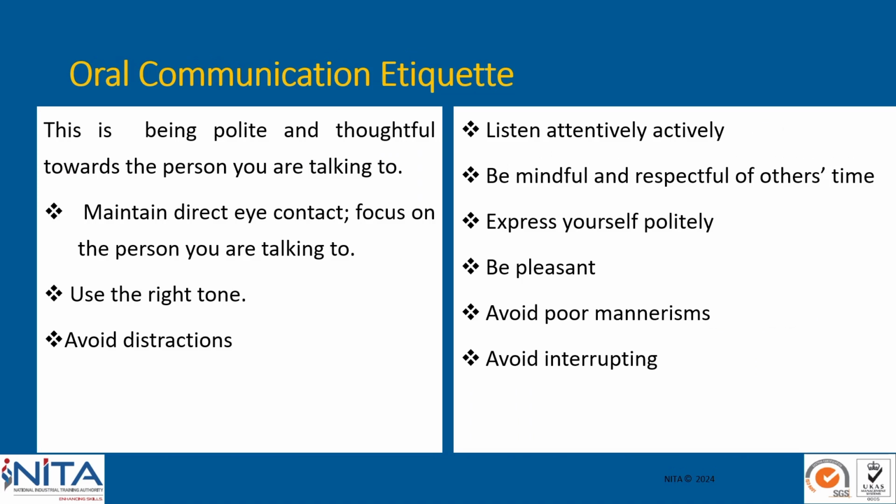Now, we are first of all going to look at oral communication etiquette. Oral communication etiquette can be described as being polite and thoughtful towards the person you're talking to. Some of the ways of achieving this are maintaining direct eye contact. That means you focus on the person you're talking to. You can also achieve this by using the right tone. Avoid distractions when you're having an oral conversation.